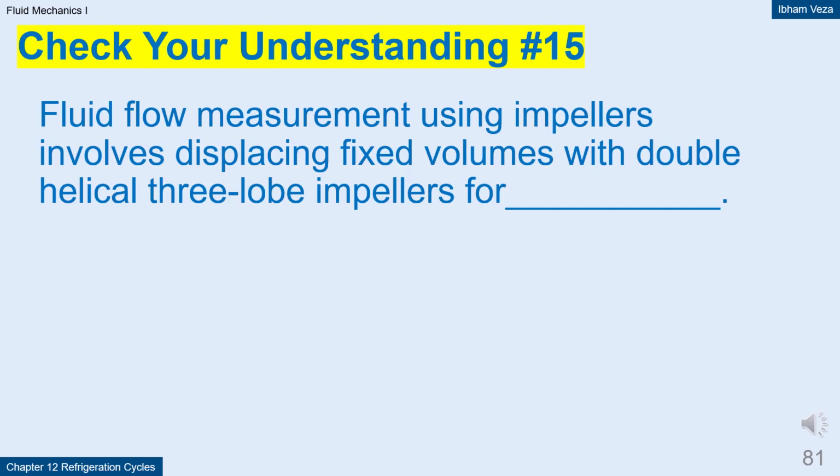Check your understanding number 15. Fluid flow measurement using impellers involves displacing fixed volumes with double helical 3-lobe impellers for efficient operation.